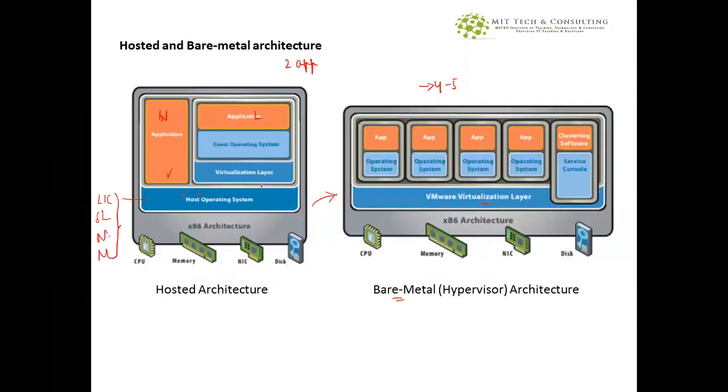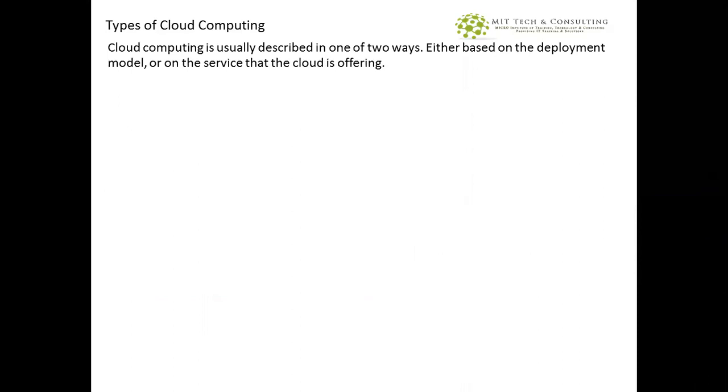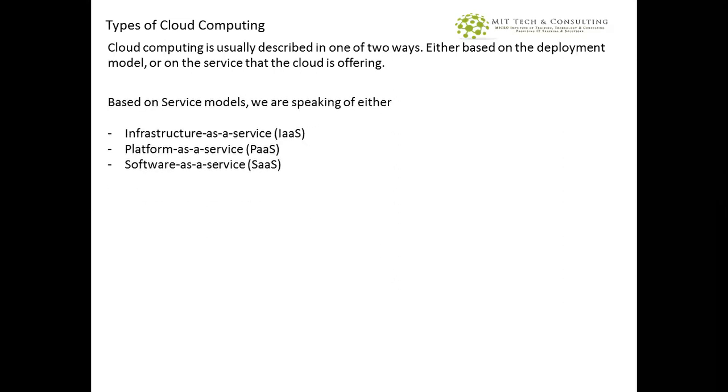Okay. Now, coming to the types of cloud computing. Cloud computing is usually described in one of two ways, either based on the deployment model or on the service that the cloud is offering. Based on the service model, we can talk about infrastructure as a service, platform as a service, and software as a service. This can be best explained with a comparison.